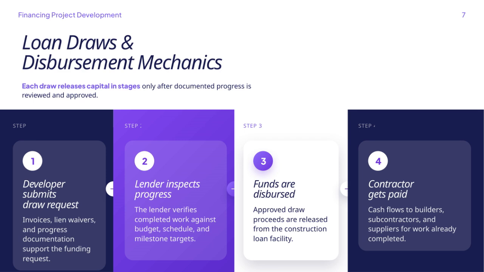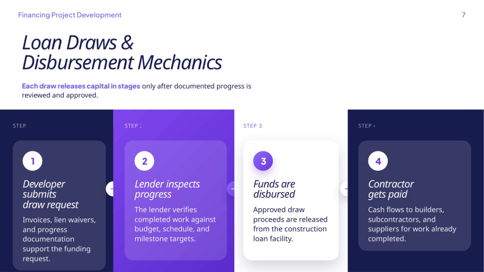They verify that the completed work aligns with the budget, schedule, and milestone targets. Once the lender is satisfied, Step 3 involves disbursing the approved funds from the construction loan facility. Finally, in Step 4, the contractor receives payment, allowing cash flow to builders, subcontractors, and suppliers for the work already completed.